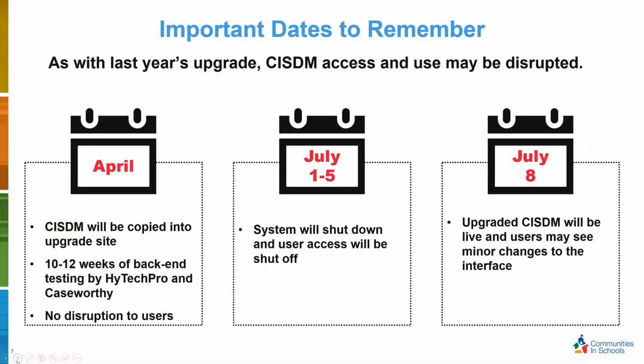So we're going to limit this to 1 week to make sure that the upgrade can go live into the system, and we can do some final front-end testing just to make sure everything looks good before you log back into the system. So after that first week of July, you should be able to log in as you typically do, and you might see minor changes to the system's interface, but anything that is different, Caseworthy would make us aware if they're incorporating a new feature or something like that. We will make sure that you have all of that information prior to July 8th.